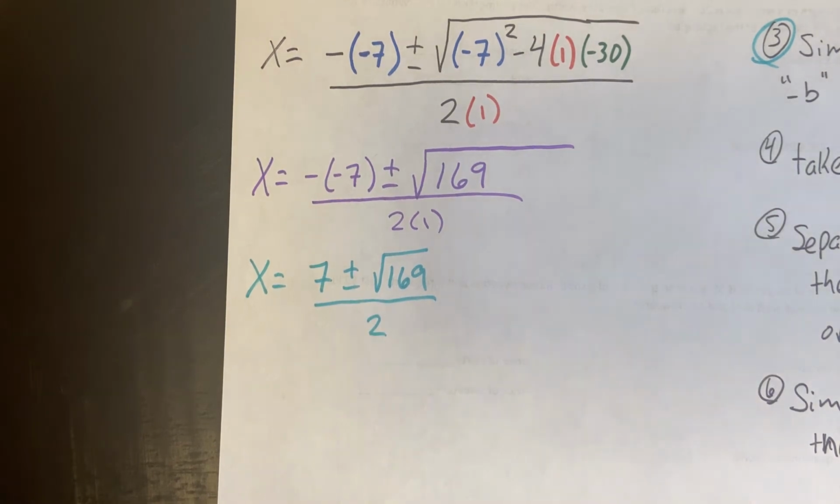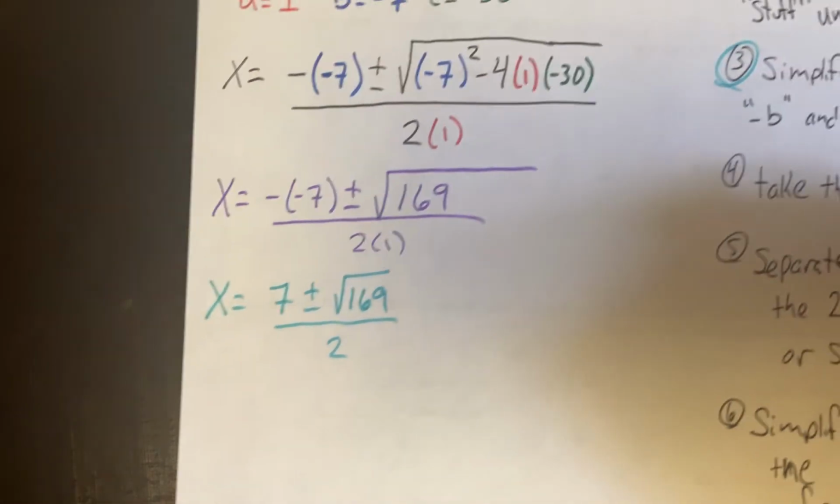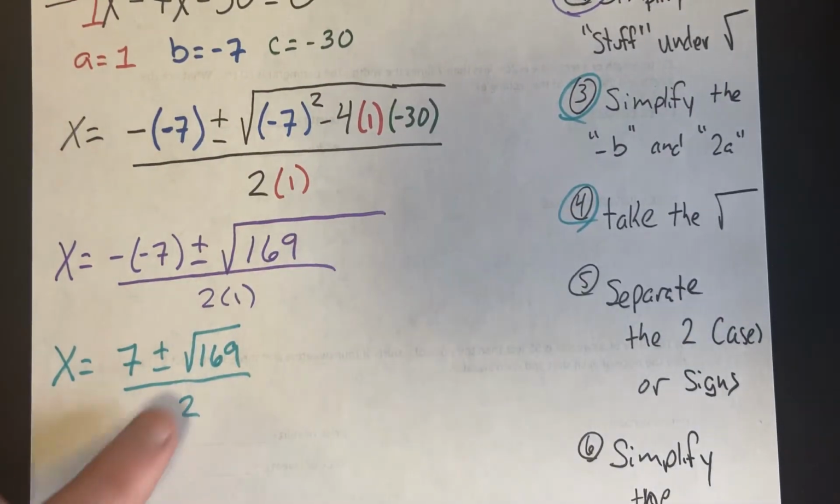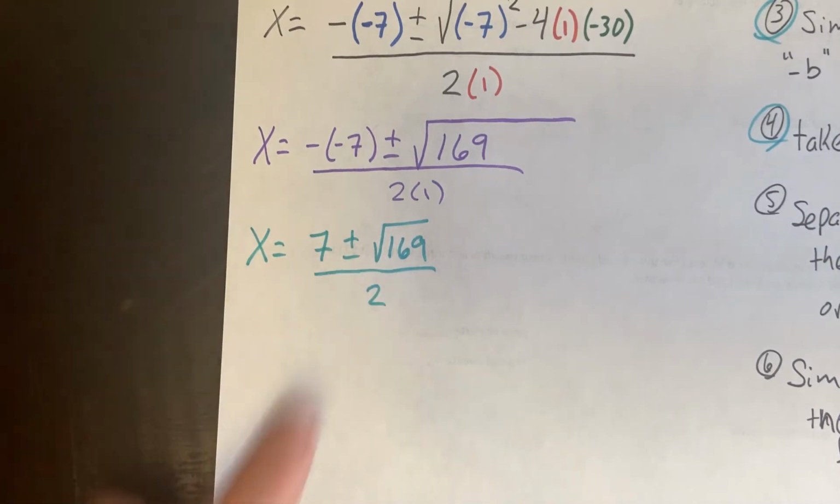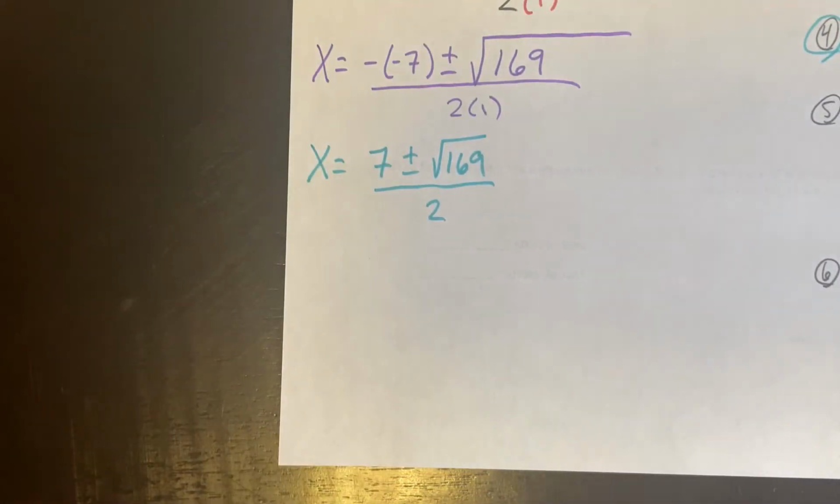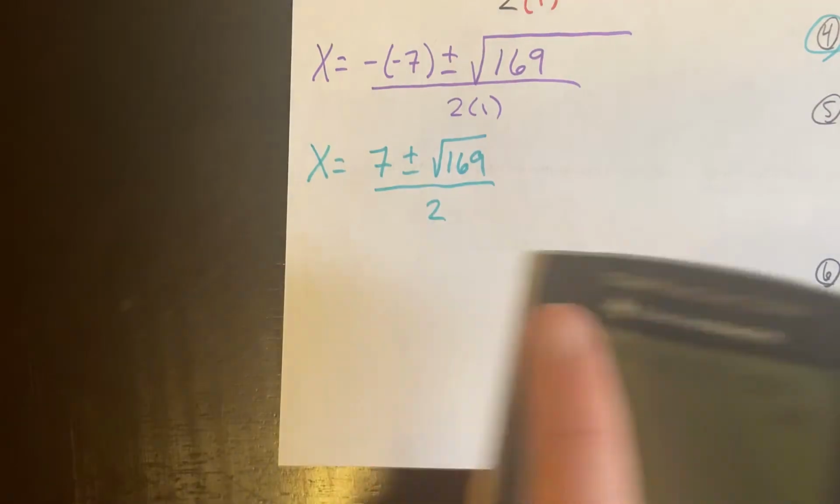All right, so the next step, I'm going to do it in the same color. That wasn't a huge step. Go ahead and take the square root. Okay, so in our formula here, we have the square root of 169. Well, let's see if this turns out to be a perfect number.